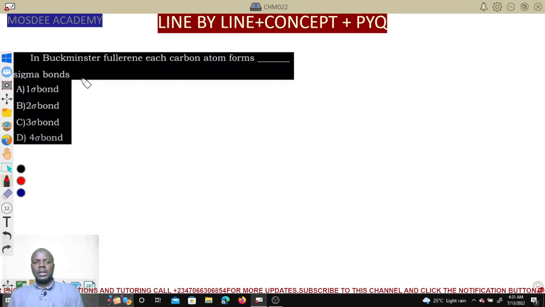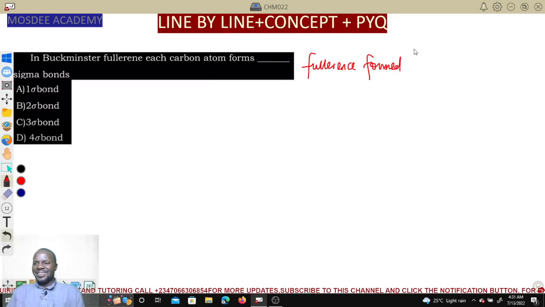So now in Buckminsterfullerene, each carbon atom forms dash sigma bonds. Now they form, I didn't talk about these two, they form three sigma bonds. Fullerenes, or fullerene, is how you call it, form three sigma bonds.